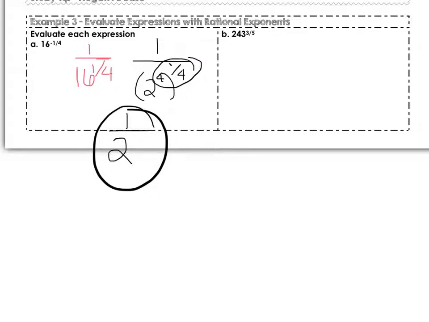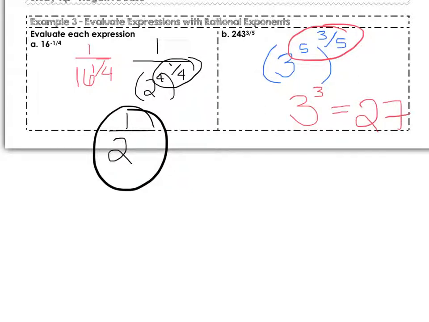This 243 to the 3/5 power. Can we rewrite 243 with a smaller base? Let's try 3. 3 to what power is 243? Well, 3 to the 5th power is 243, and we're still being raised to the 3/5. Now, once again, when you raise a power to a power, we multiply. And 5 times 3/5 is just going to leave us with 3. So we're really just dealing with 3 to the 3rd power, which is just 27.